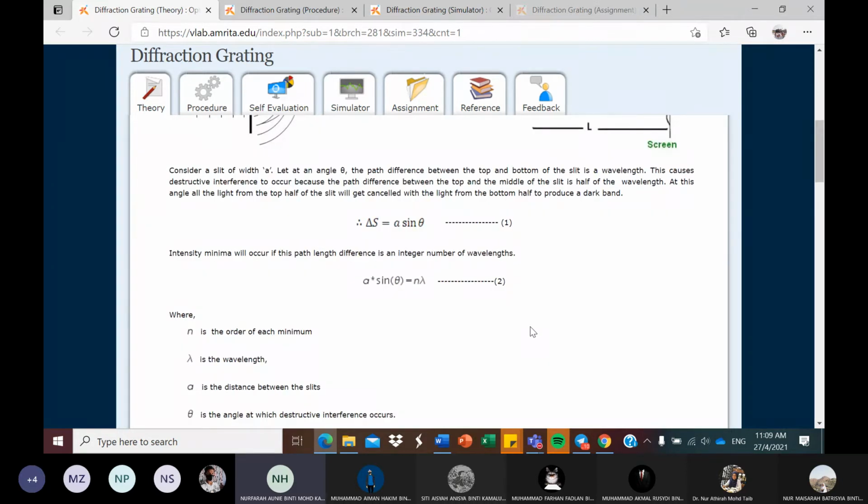The formula here: intensity minima will occur if this path length difference is an integer number of wavelengths. This is a times sine theta equals n lambda, where n is the order of each minimum, and lambda is the wavelength.